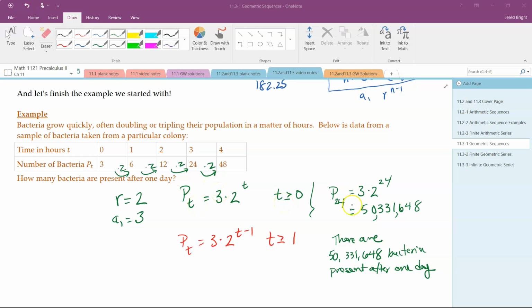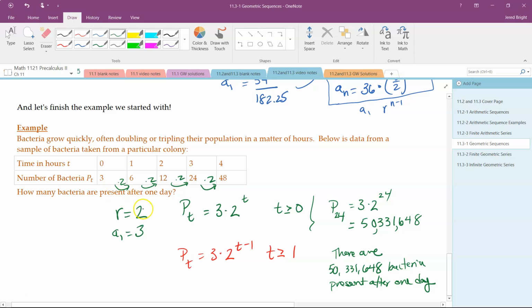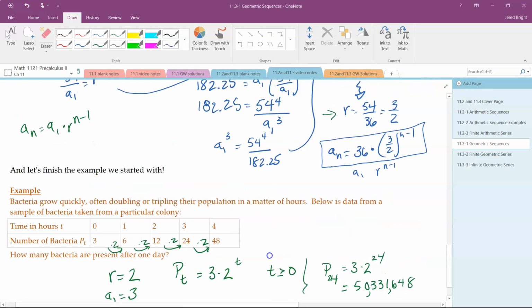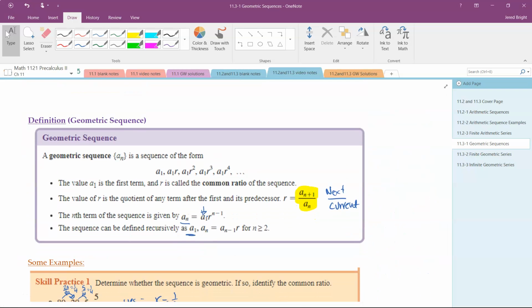Nevertheless, if you then substitute in 24 and ask, what's the population 24 hours after, which is 1 day? 50 million bacteria. Ew. So moral of the story, wash your hands. But nevertheless, the idea here was to recognize the common ratio, your starting value, and then get your nth term set up and use that to solve what is being asked of you. Okay, so geometric sequences, again, you are finding a common ratio and using that to find the terms later in the sequence.